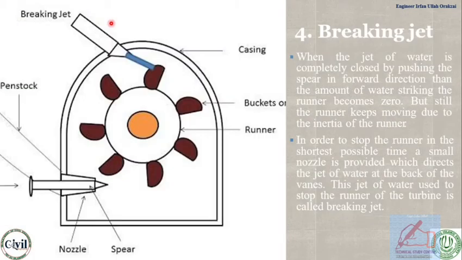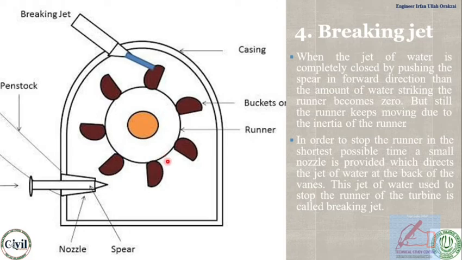So the fourth one is the braking jet. Apart from the penstock and jet inlet, there is another braking jet. The function of this jet: when the jet of water is completely closed by pushing the spear in the forward direction, the inlet of water is stopped and the amount of water striking the runner becomes zero, but the runner keeps moving in the direction it was revolving due to its inertia.